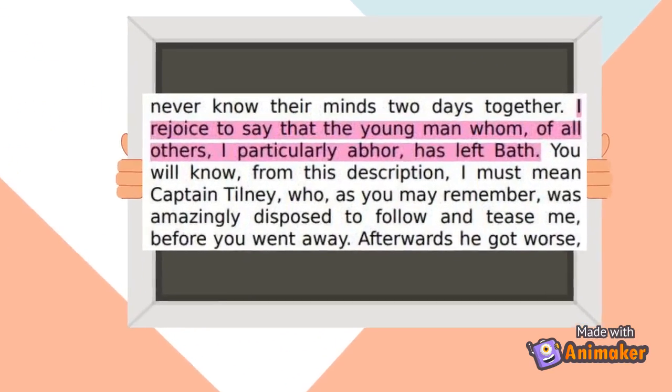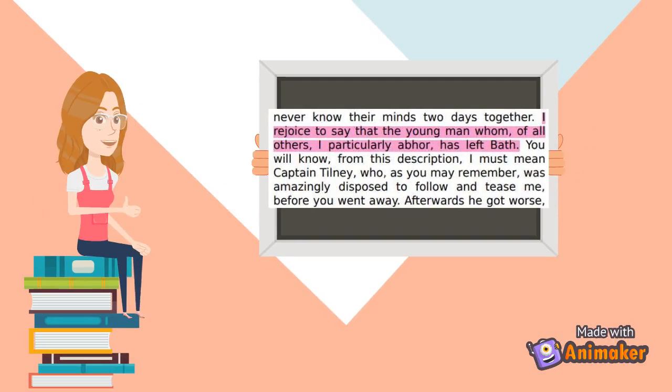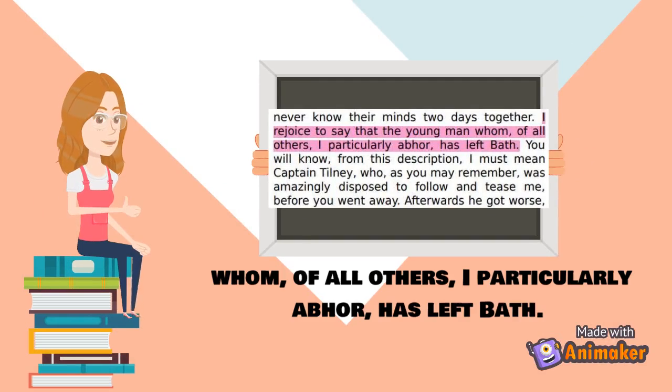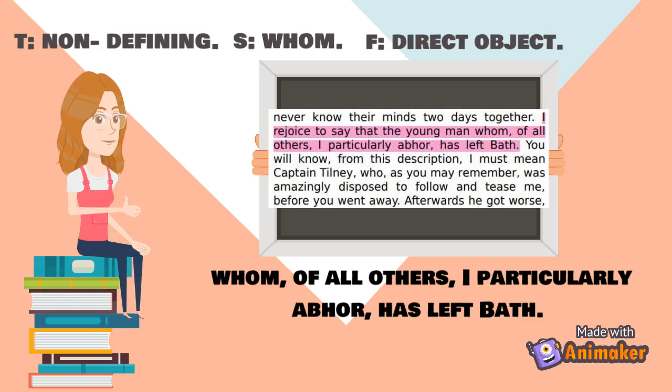This is our second example and it says, "I rejoice to say that the young man whom of all others I particularly abhor has left Bath." In this case, our dependent clause is whom of all others I particularly abhor. This type is non-defining. As we can see, we have commas, and it is not essential information. It is particularly the thinking of the person. The subordinator is whom, and the function is direct object. And the antecedent is man.